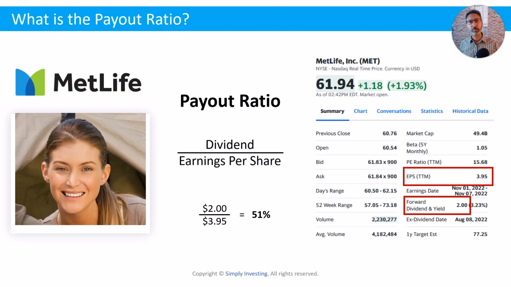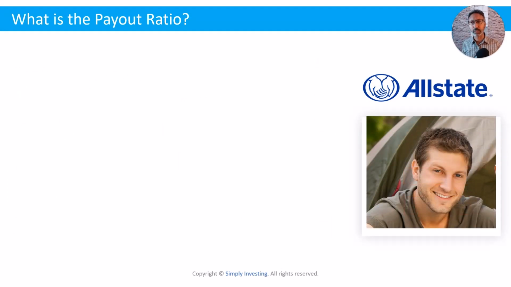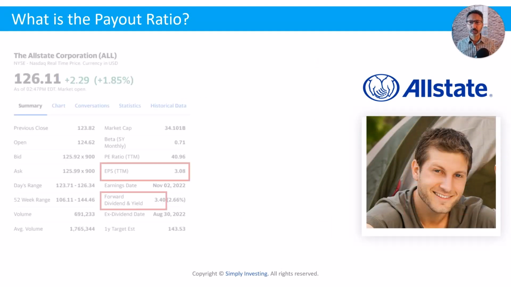The rest of the money the company is keeping, reinvesting it back into the business to grow the business. So this is a good payout ratio. Let's take a look at Jack. He's looking at Allstate. He's going to do the same thing.